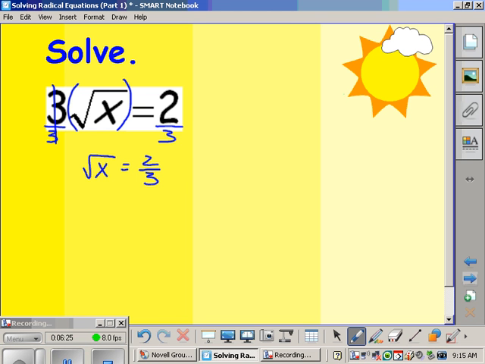Now this one is probably, for some of you, not as obvious, something you might not be able to do in your head, so you might want to go ahead and square both sides to figure out the answer. So on the left, our squared symbol cancels our radical symbol, leaving us with x. When we square the fraction, we square the numerator and we square the denominator, which will give us 4/9 for x.